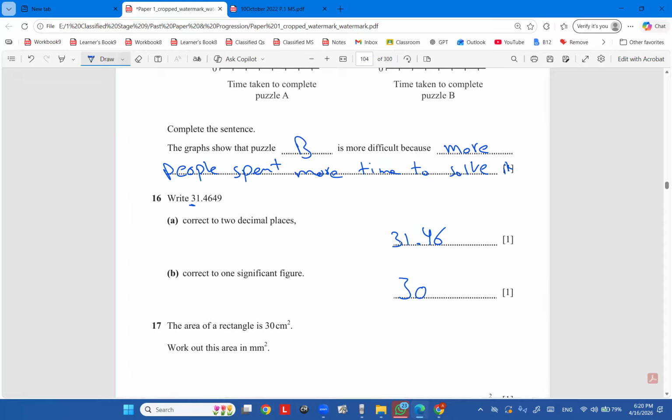Mister, if I wrote here in the beginning 31.4600, they are the same and they are equal, yes, but not rounded to two decimal places. So it's going to be wrong. Only this is correct. Don't put more zeros at the end. Don't write 30.0, because they want only one significant figure. You're going to need to remove the decimal places.